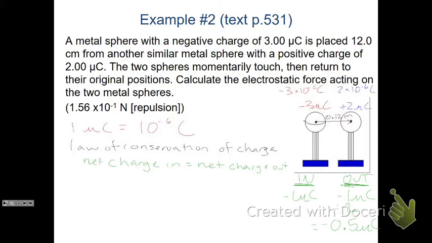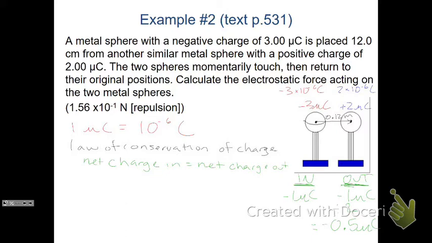All good there? Tell me what you did again. Okay, the law of conservation of charge says that the net charge going in must equal the net charge going out. One sphere has a charge of negative 3 microcoulombs and the second sphere has a charge of positive 2 microcoulombs. So negative 3 plus 2 is negative 1 microcoulomb, and that charge must be the same charge going out. But after they touch one another, those charges are going to balance out, right?